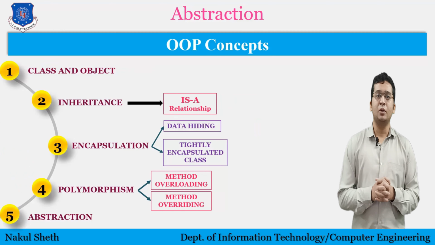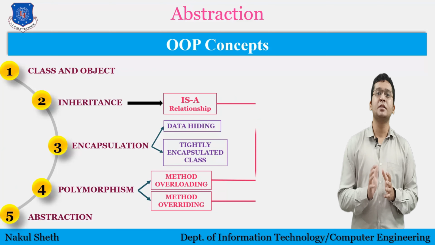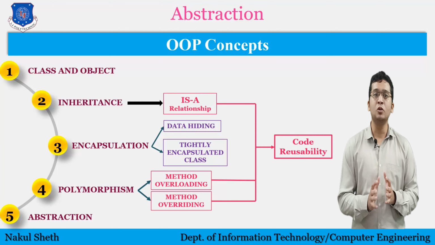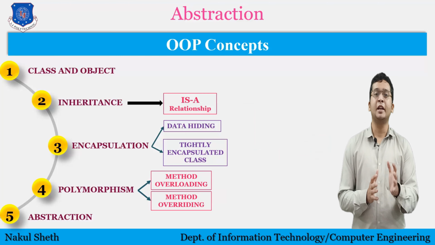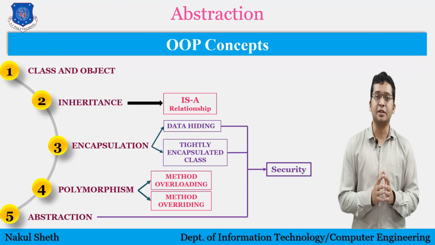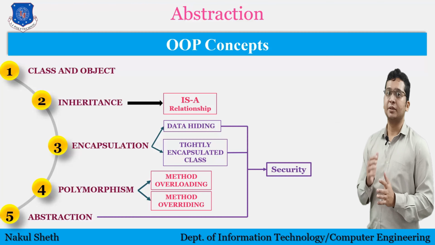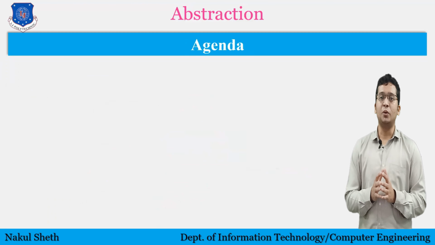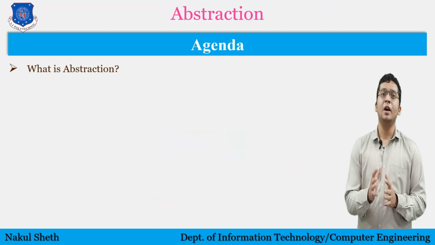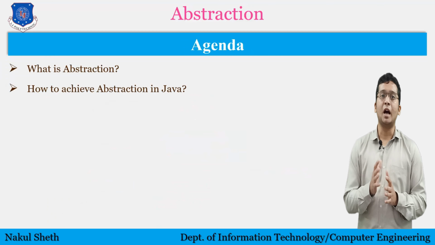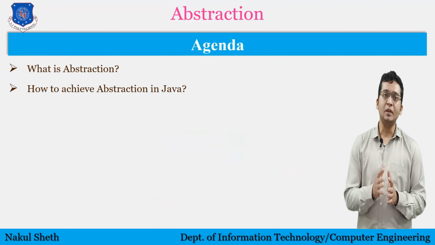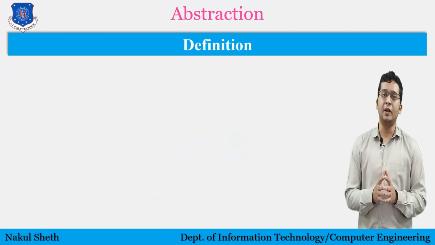Now in object oriented programming, inheritance and polymorphism are used to achieve code reusability in Java, and encapsulation and abstraction features are used to achieve security in Java. So for today's video, we are going to discuss abstraction. So take a look at today's agenda. First, we are going to discuss what is abstraction. Then we are going to see how to achieve abstraction in Java. So let us start with its definition.